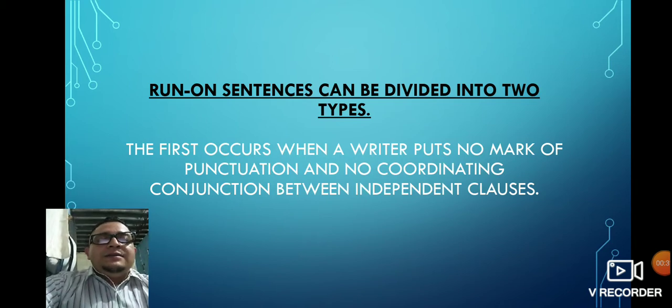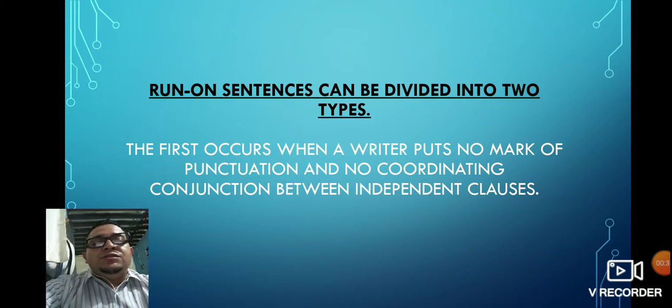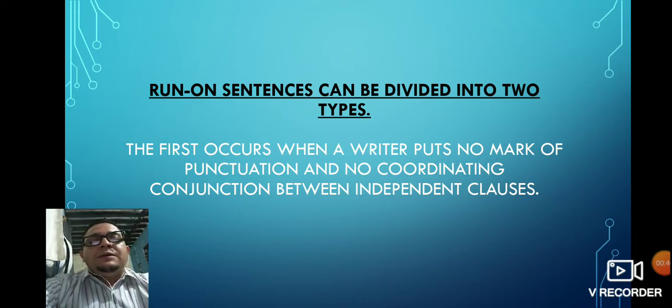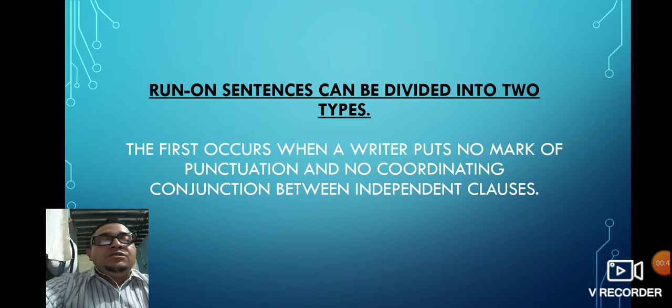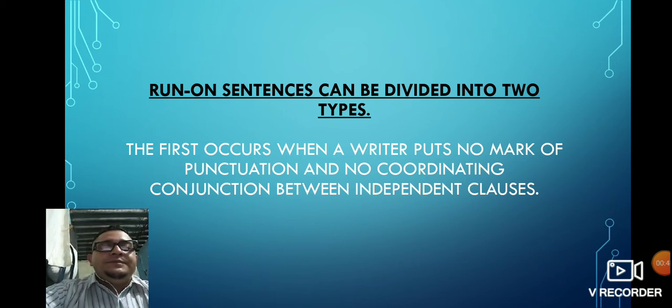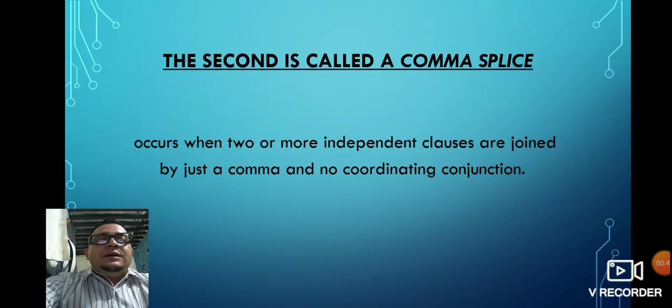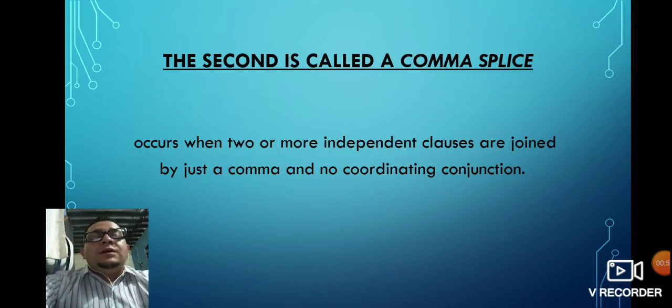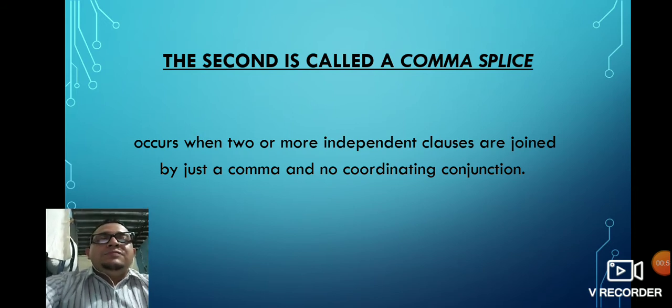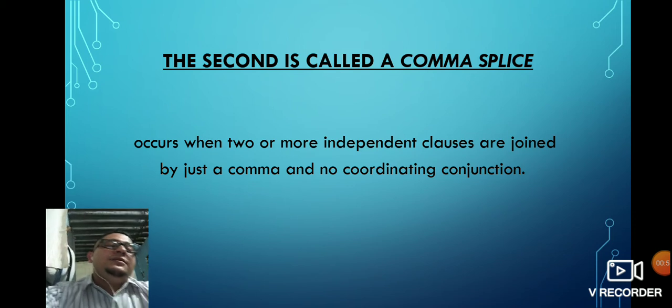In that slide, I'm going to show you what exactly run-on sentences mean. They can be divided into two types. The first occurs when a writer puts no mark of punctuation and no coordinating conjunction between independent clauses. In this slide, I'm going to show you the second one, which is called comma splice. It occurs when two or more independent clauses are joined by just a comma and no coordinating conjunction.